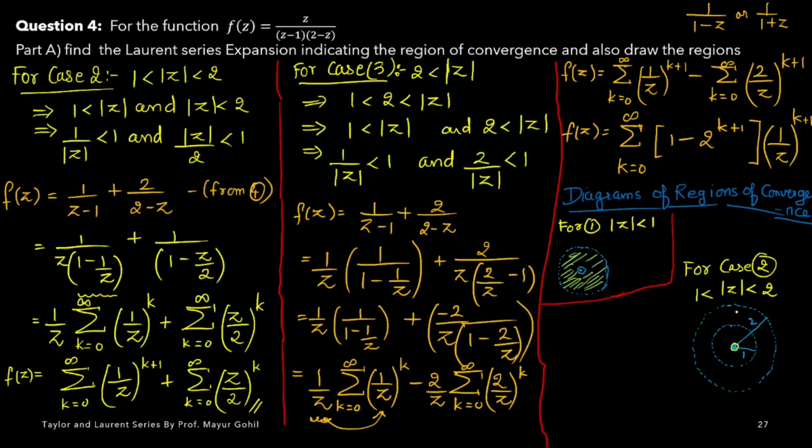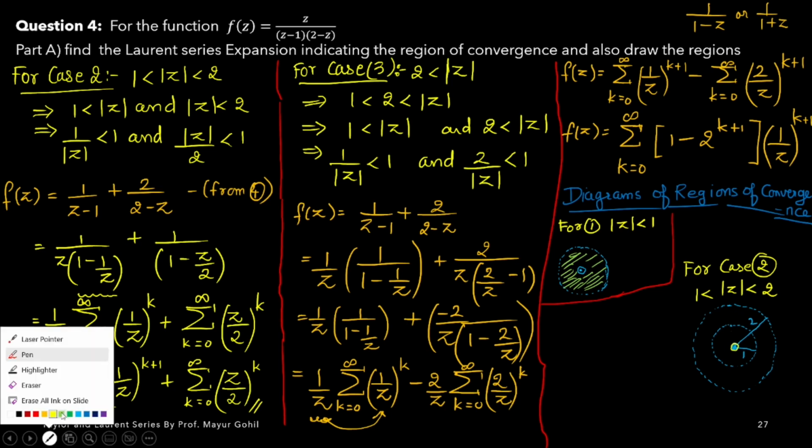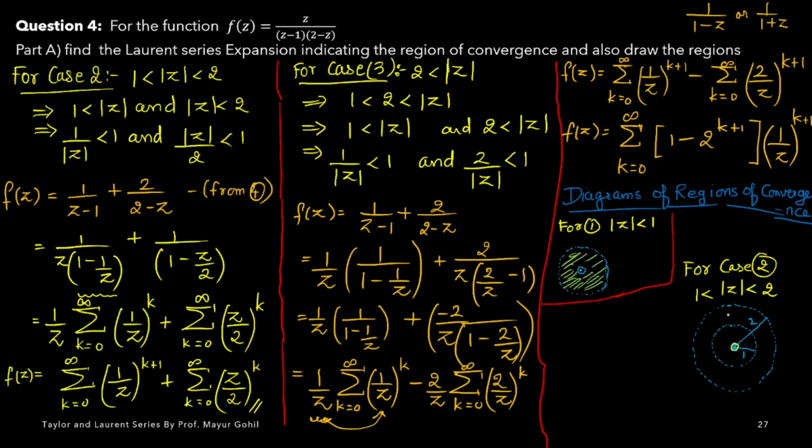Now, what about the region? The region of convergence I'm shading now. The region is going to be this green one that I'm shading. It is the annular region. This is the annular region that is expected. So this is for the second case.